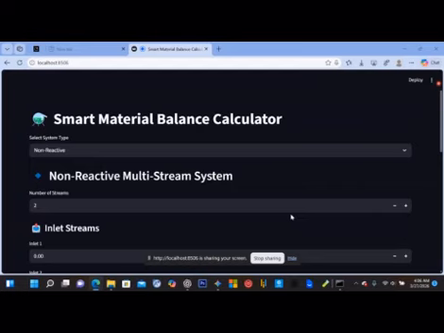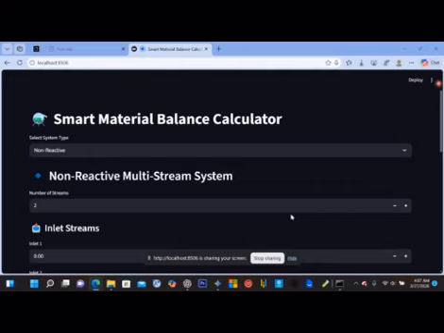This Smart Material Balance Calculator was built to solve most of the material balances that we encounter in CPC, that's chemical process calculations. It also ensures that our calculations are performed accurately and gives us faster results as compared to when we work manually. I'll urge all of us to stick around because you're about to see how this Smart Material Balance Calculator works. And trust me, it's going to be mind blowing.